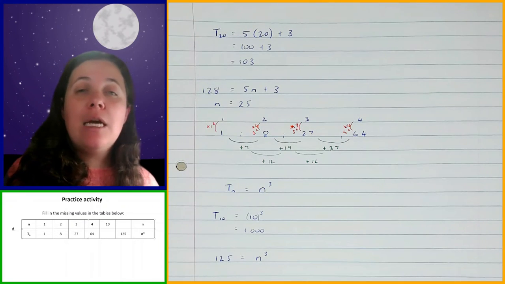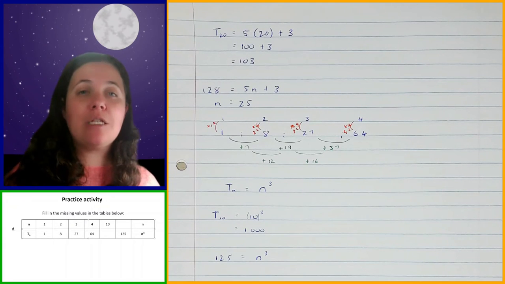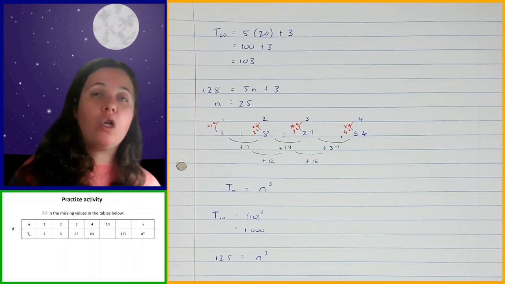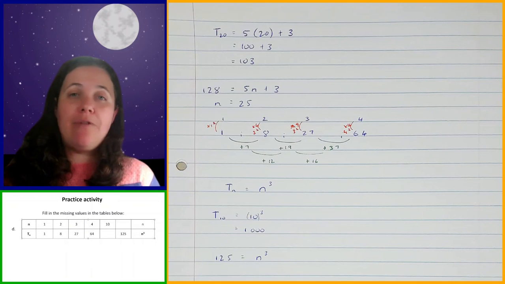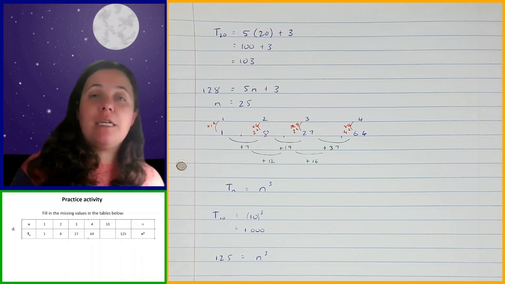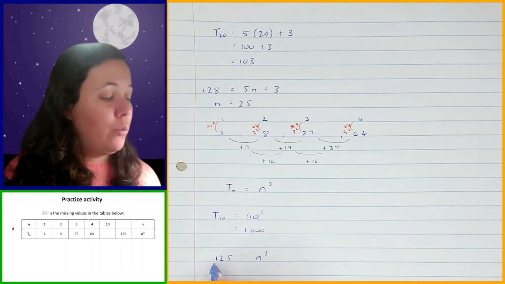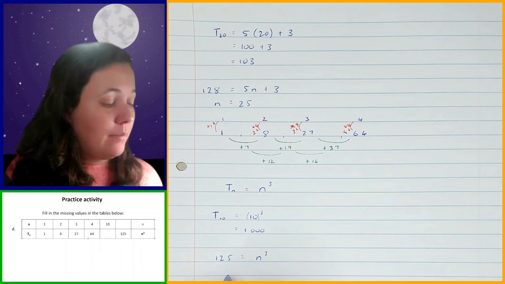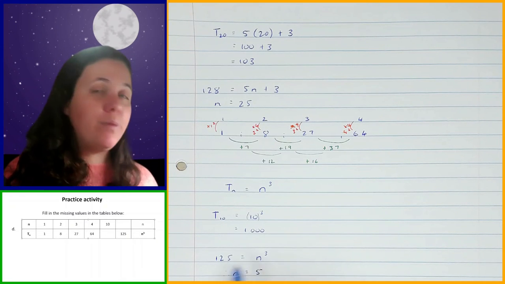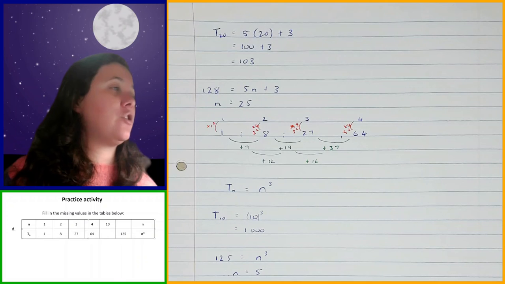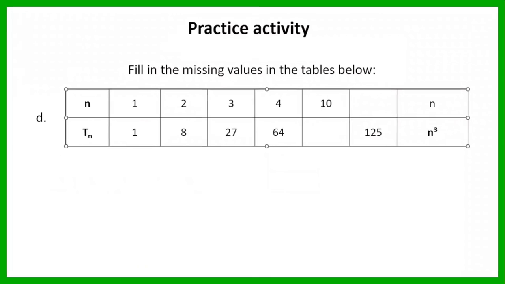Now, we have learned how to do the opposite of cubing, and that is to cube root. So if I want to know what was cubed to get 125, I can take 125 and cube root it to get back to what was cubed. So the cube root of 125 is 5. That means that n must be 5, because 5 cubed will give me 125. So the fifth term is 125. So let's go ahead and fill those in. Our 10th term is 1,000, and our fifth term is 125. Okay, so that's what you should have got for that one.